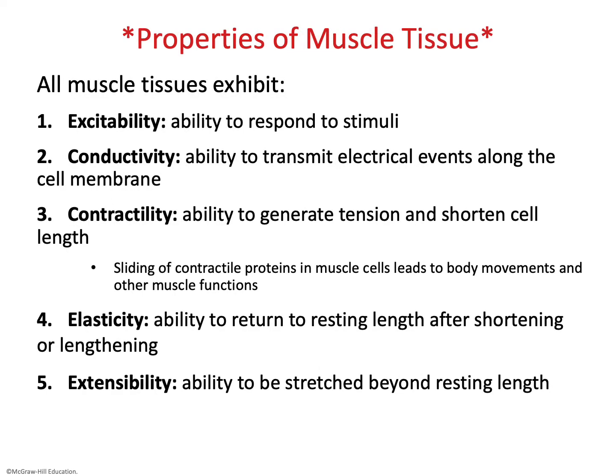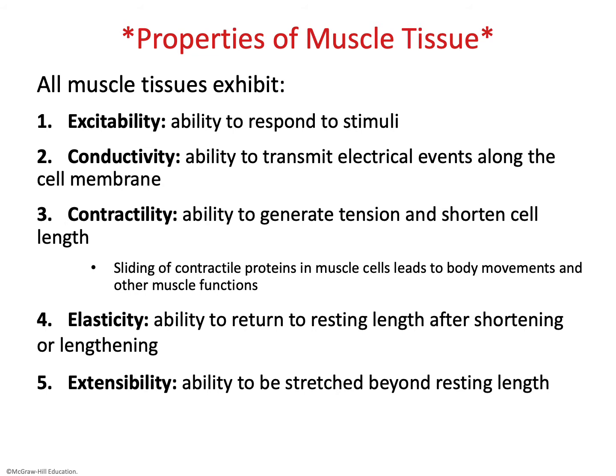The properties of skeletal muscle tissue: all the muscle tissue types are excitable. That means they can respond to a stimulus via your nervous system. They have conductivity, which means they're able to transmit electrical events along the cell membrane. Their ability to contract allows them to generate tension and shorten their cell length.